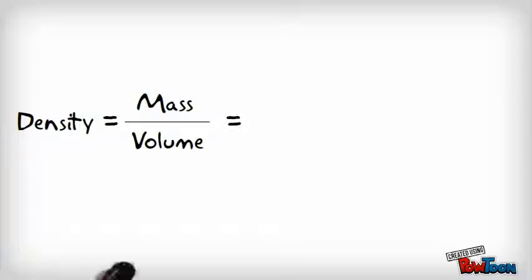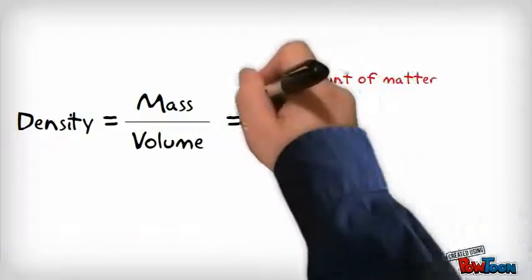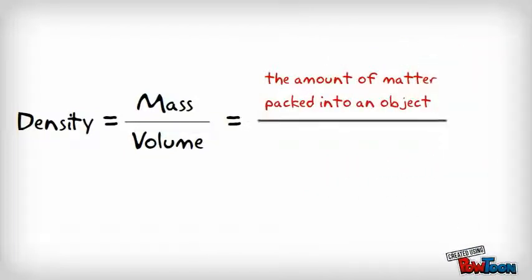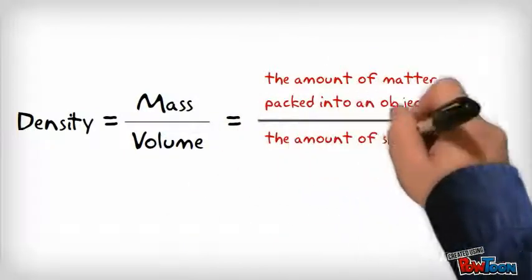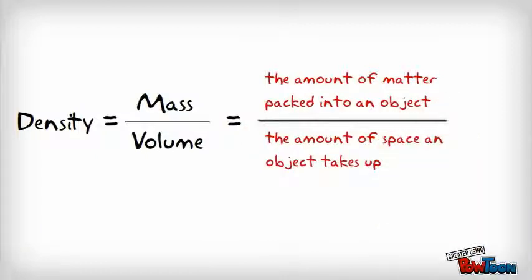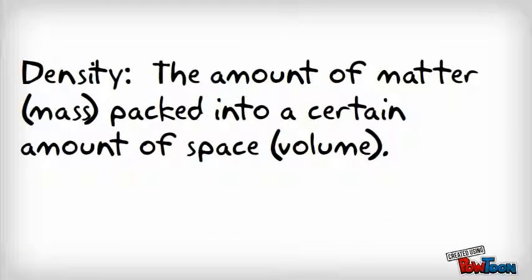Mass is the amount of matter or stuff that's packed into an object. Volume is the amount of space an object takes up. When you put it all together, density is the amount of matter, the amount of stuff, that's packed into a certain amount of space. The more matter that's packed in, the more dense the object is.